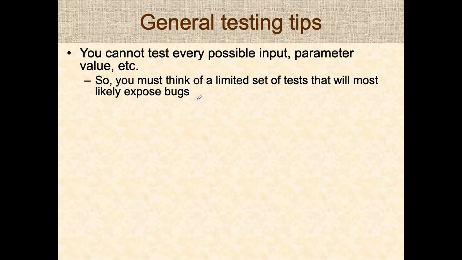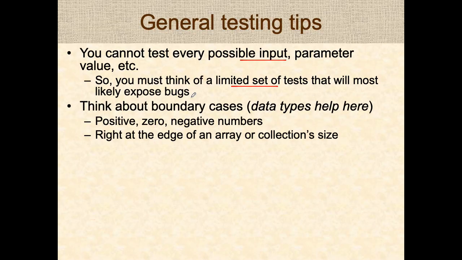Keep in mind, it's impractical to test every possible input parameter value, so you should think about a limited set of tests that will expose the most likely bugs. You want to maximize your bang for your buck for the tests you're writing. Think about boundary cases, and here, of course, data types help a lot in testing. Having those data types is invaluable for testing. If you have integers, you should test with positive, 0, or negative numbers to see if there are any edge cases or boundary cases.